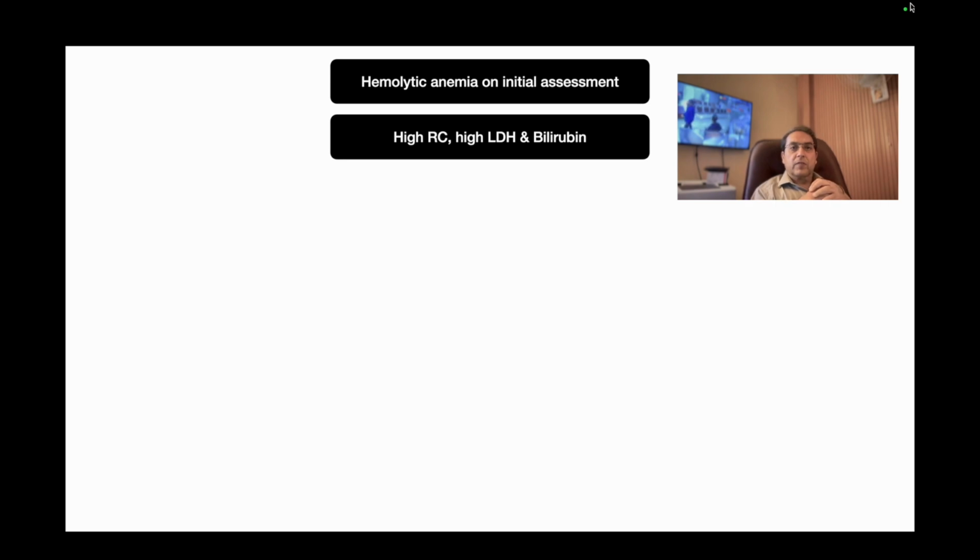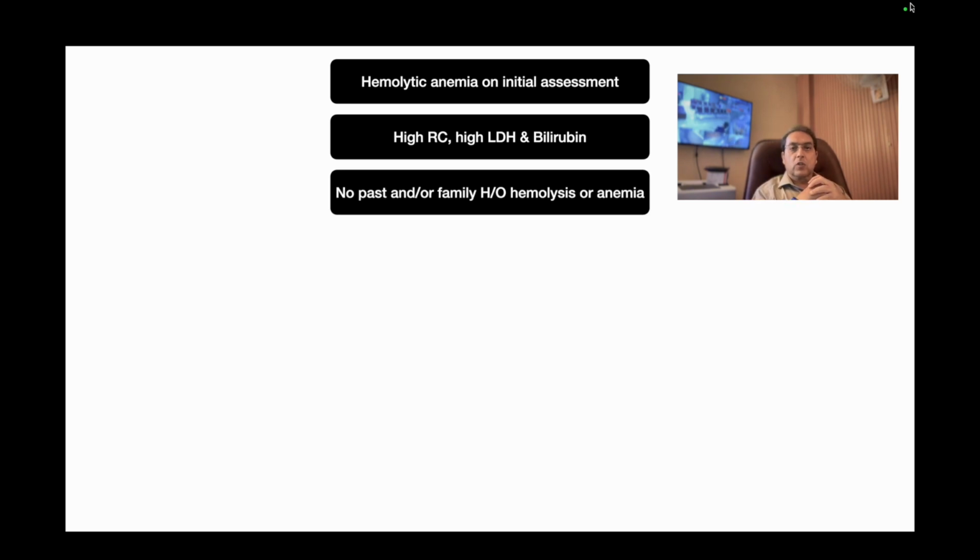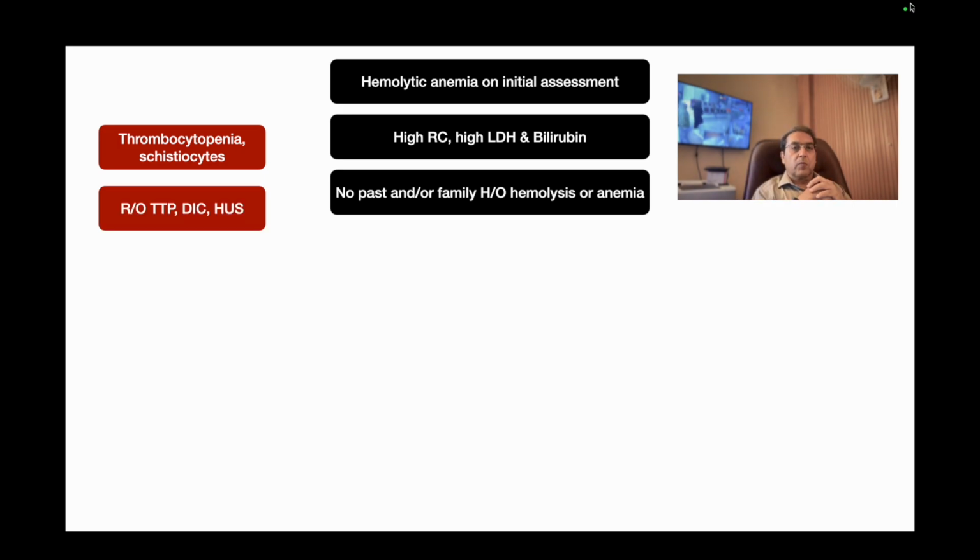And if the patient with hemolytic anemia has high reticulocyte counts, high LDH, high bilirubin, and there is no past or family history of hemolysis or anemia, if on peripheral film thrombocytopenia is there and there are schistocytes, look for TTP, that is thrombotic thrombocytopenic purpura, DIC, or hemolytic uremic syndrome. Some of these conditions may present acutely. Some of them may be chronic diseases.